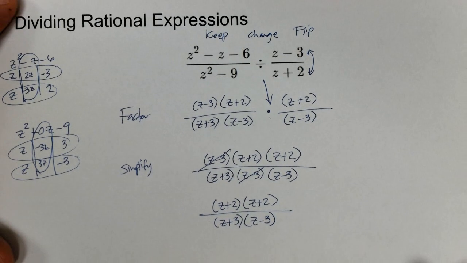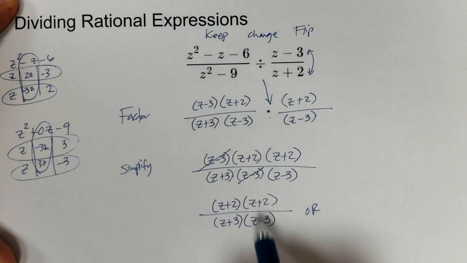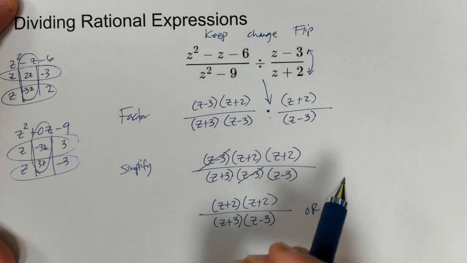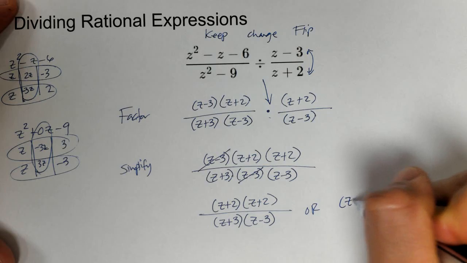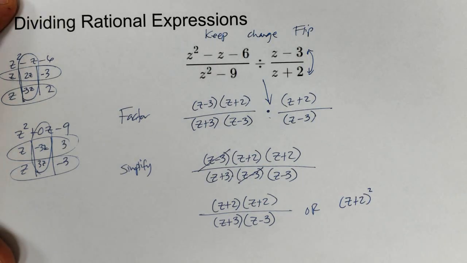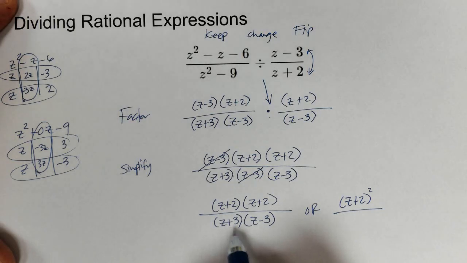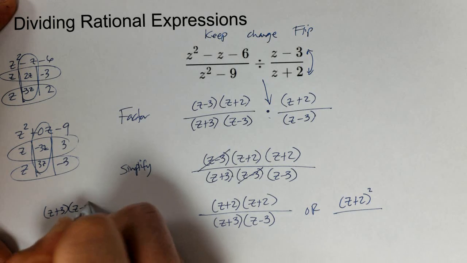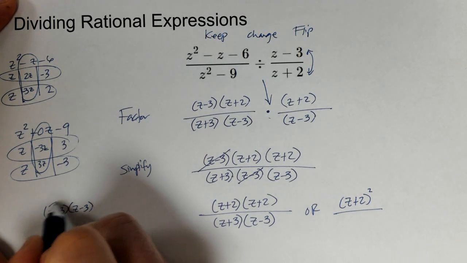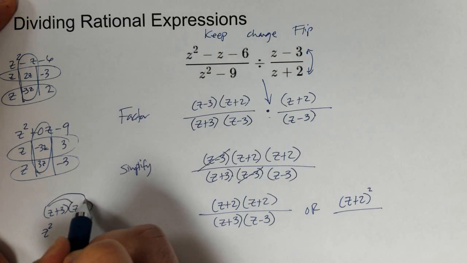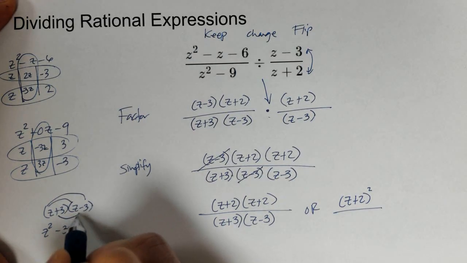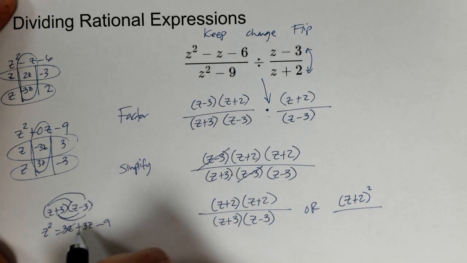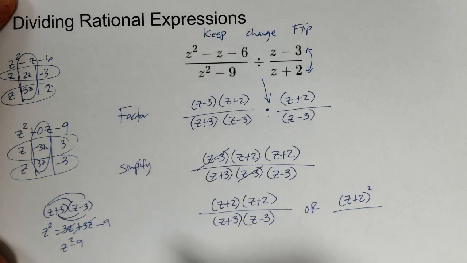You can leave the solution like this, or you could even condense this further. Since I can't simplify and cancel anything else, let's condense the solution further. So I have 2 of these Z plus 2s, so I can say that's just being squared. And then the bottom, what's Z plus 3 times Z minus 3? What do we get when we multiply those? Well, if you do FOIL, Z times Z is Z squared. Z times negative 3 is negative 3Z. 3 times Z is positive 3Z. And 3 times negative 3 is negative 9. These are going to cancel, leaving you just with Z squared minus 9.